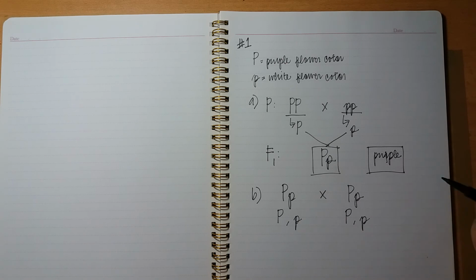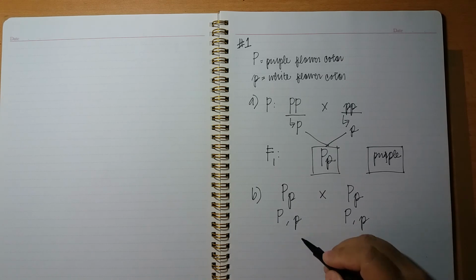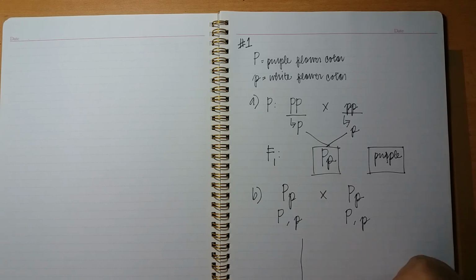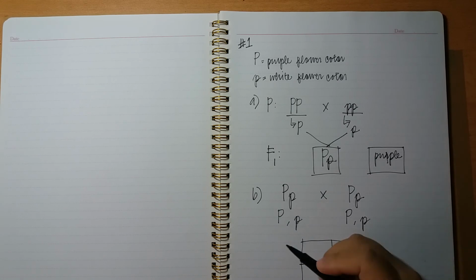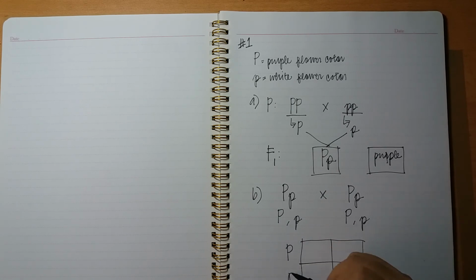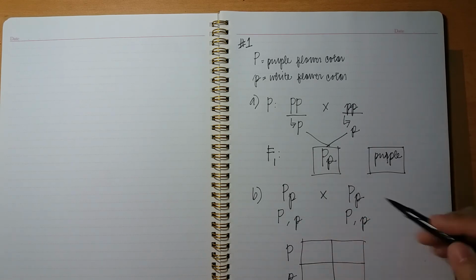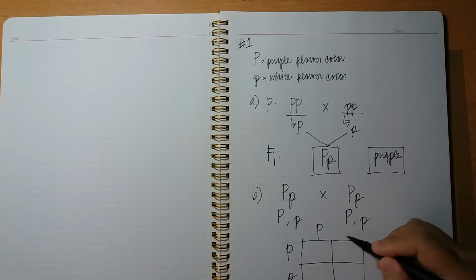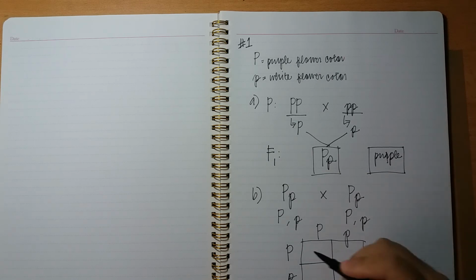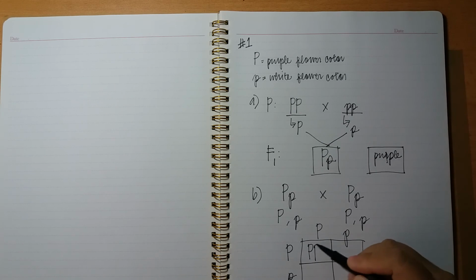Okay, so ano mangyayari ngayon? We can do our Punnett square. Okay, and we have our square. Sorry, medyo paling. Okay, gametes from this parent here, and then here on top would be the gametes from this parent here. So we combine those gametes, big P, and here big P and small p.